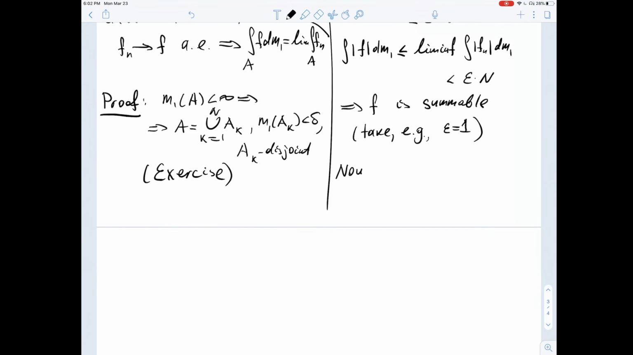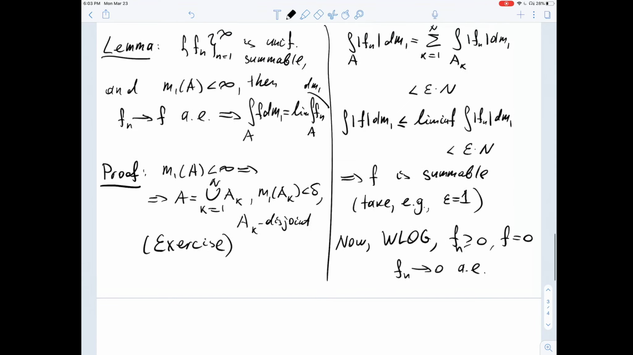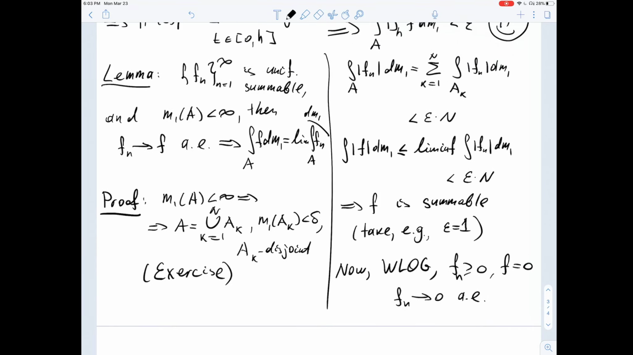Okay, so now our next reduction: without loss of generality, we can assume f is non-negative, fn's are non-negative, f is 0, and so fn's converge to 0 almost everywhere. Why is that? Because we can do fn minus f, and this would be a horrible thing to do if f wasn't summable, but because we already know that f is summable and it does not depend on n, and fn's are uniformly summable, this implies that fn minus f, this family, is also uniformly summable.